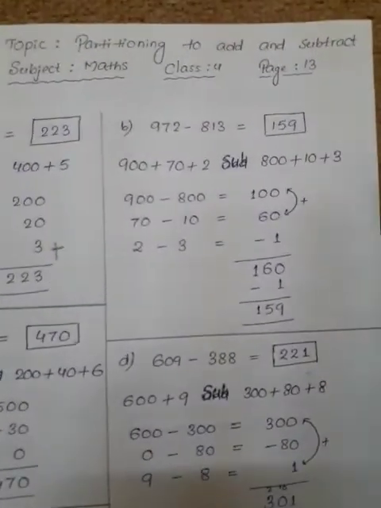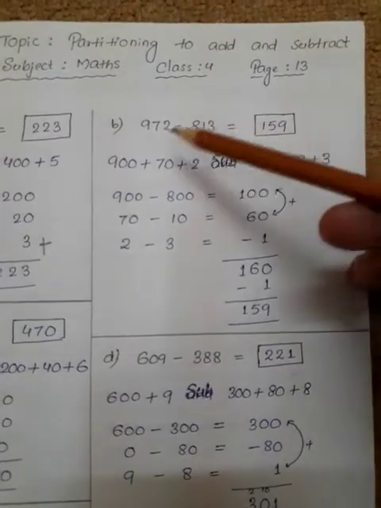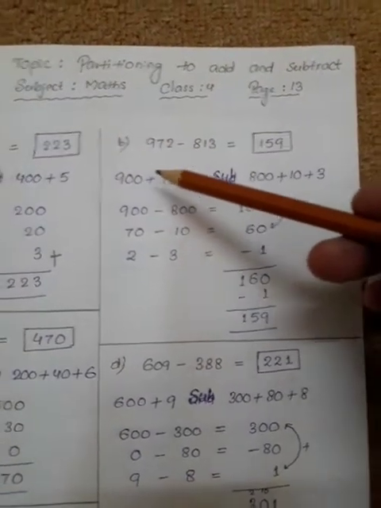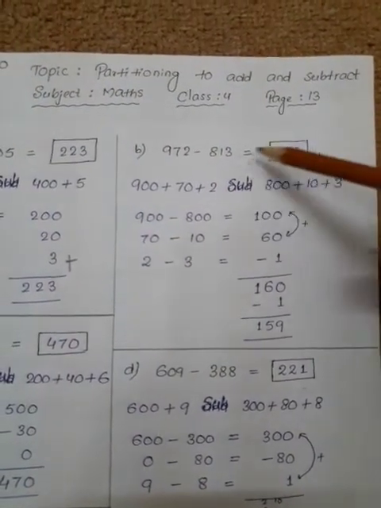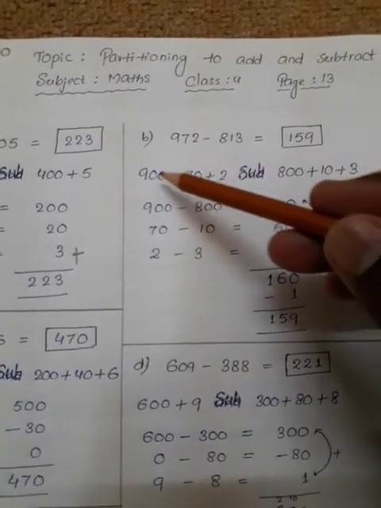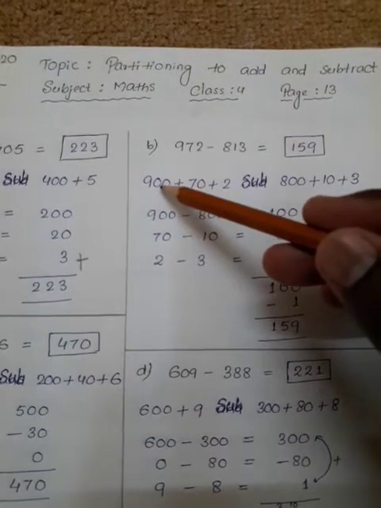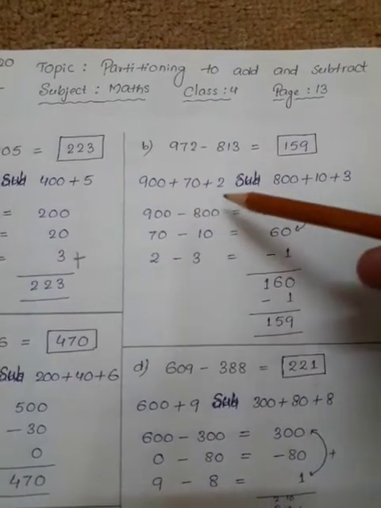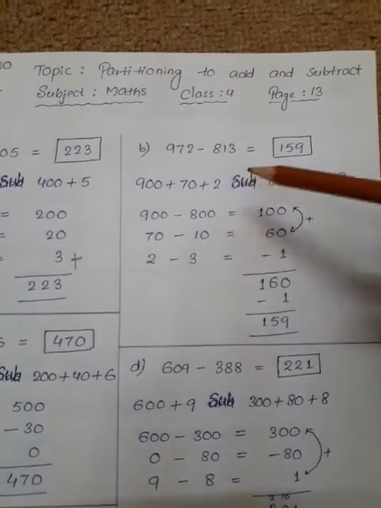So now look at the question. First of all, you have to partition. 972 will be 900 plus 70 plus 2. Then 813 is 800 plus 10 plus 3. Now subtract, hundreds with the hundreds. So 900 minus 800, 70 minus 10, then 2 minus 3.